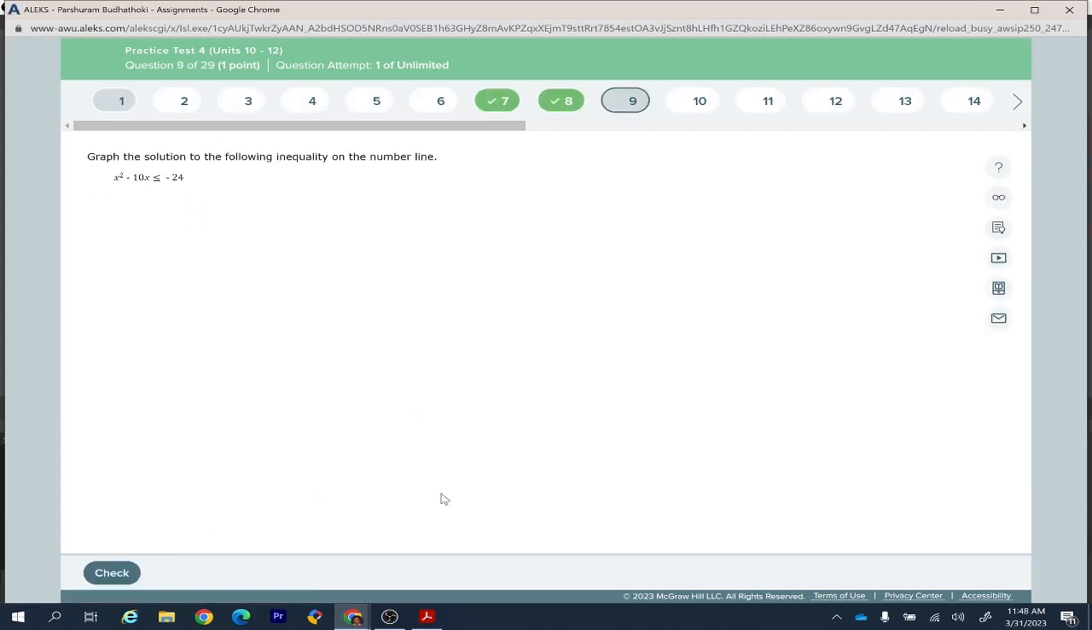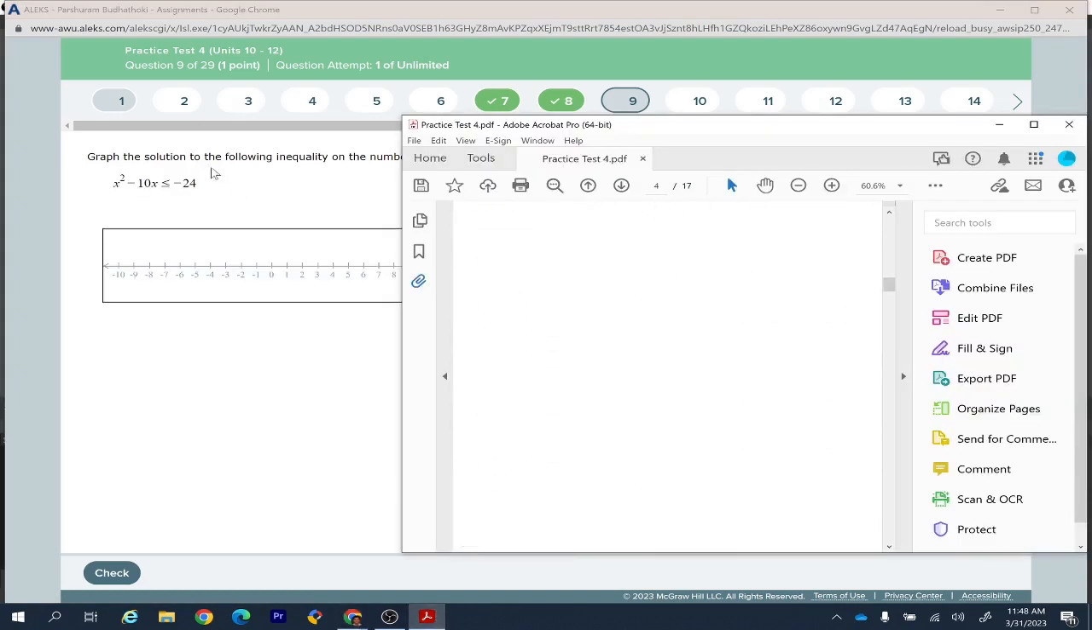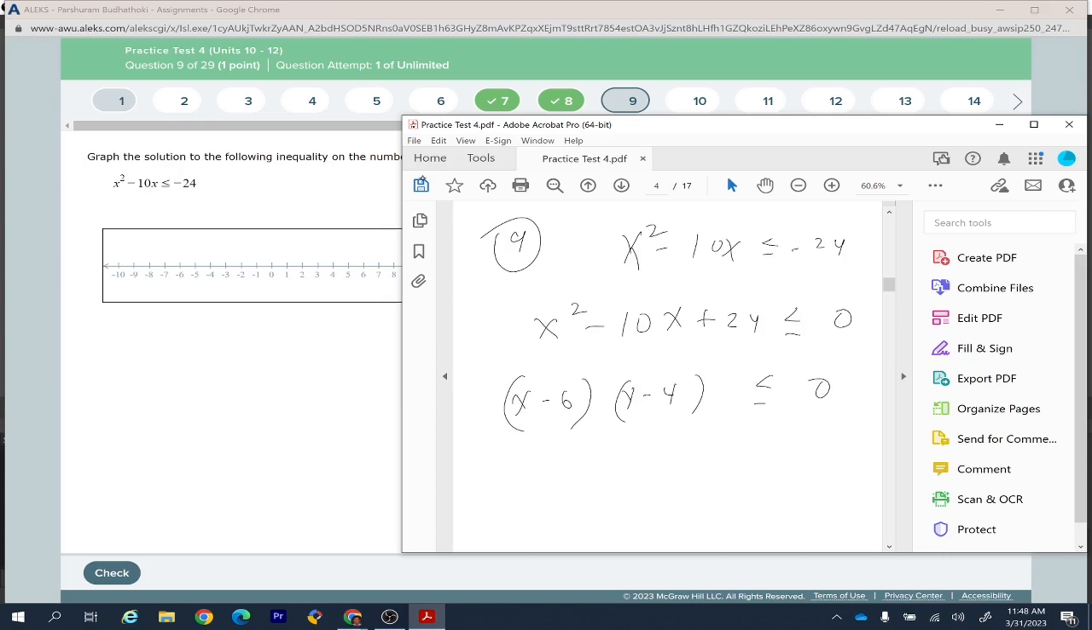Question number 9 is very similar to question number 8, but first of all, you have to bring everything to the left side, and you have to find the factors. So if you write down x squared minus 10x less than or equal to -24, first of all, bring this to the left side by adding 24, and that will be x squared minus 10x plus 24 is less than or equal to 0. Find out the factors of this. 6 times 4 is 24, and -6 times -4 is positive 24. -6 plus -4 is -10. So these are the two factors.